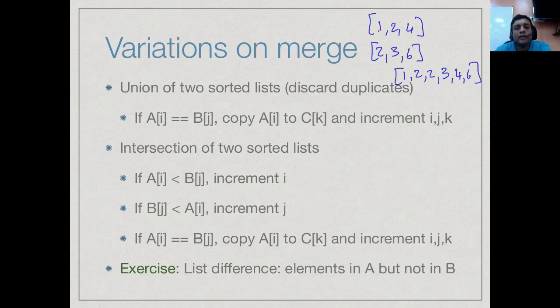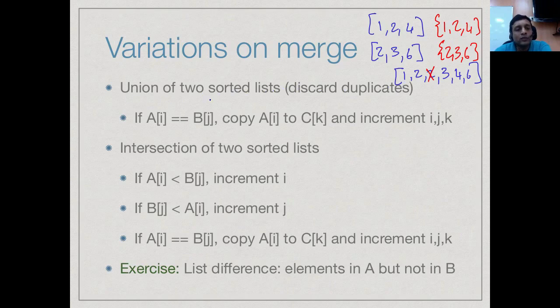Sometimes we may not want this. We may want to keep only 1 copy. We might want to treat these as sets. So if I take the set {1, 2, 4} and the set {2, 3, 6}, then the resulting union of the 2 sets is {1, 2, 3, 4, 6} with only 1 copy of 2.